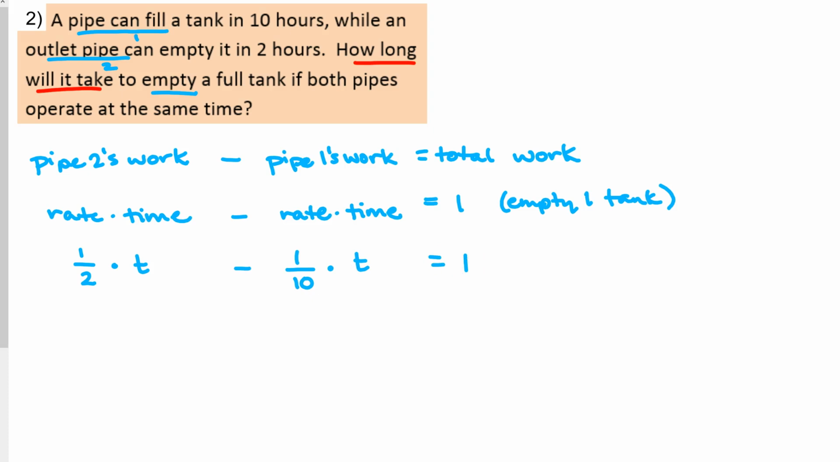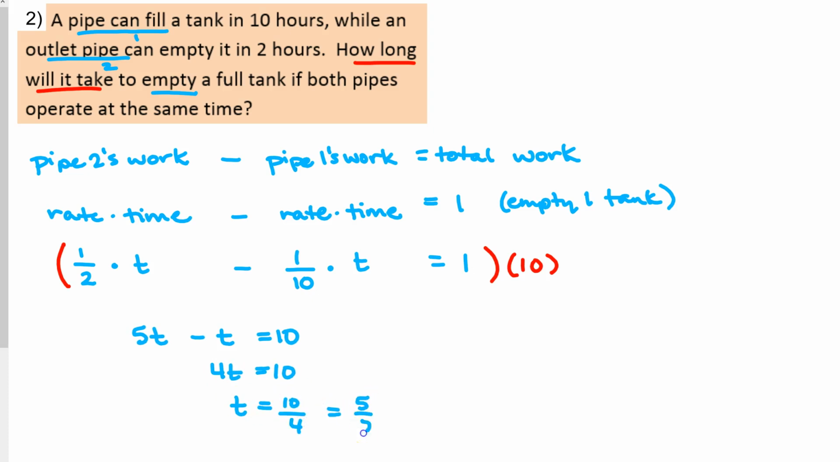So let's multiply both sides of the equation by 10, the least common multiple of 2 and 10. And that gives us 5t minus t equals 10. So 4t equals 10. So t is 10/4. We can reduce that to 5/2, and we can call that 2.5. So 2.5 hours. So it takes 2.5 hours to empty the tank.